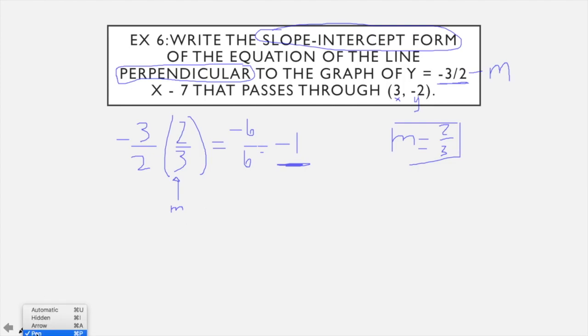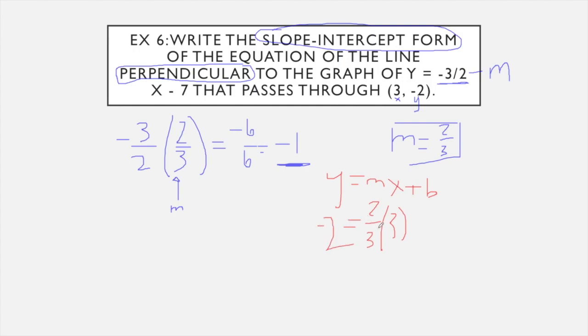So now we're getting really close to writing our equation. So we know very well now slope-intercept. Y equals mx plus b. So let's plug in the things we know. M is a 2/3. X is a 3. Y is a -2 plus b.